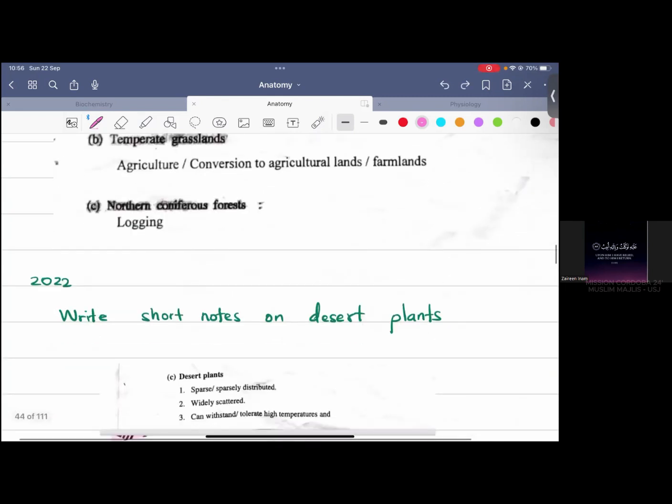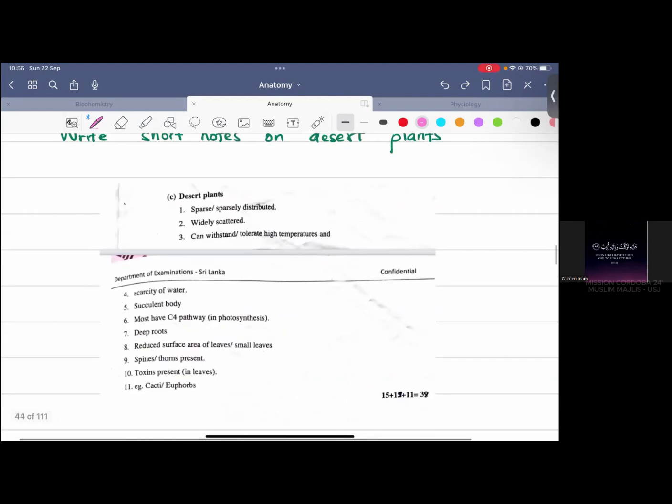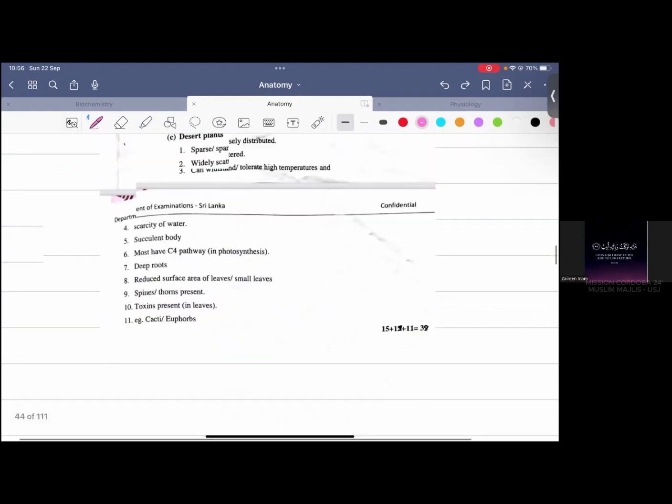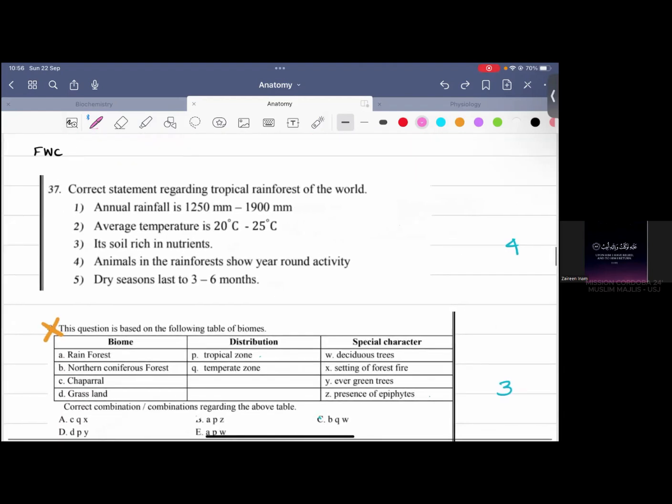Then they have been asked in essay, right? Short notes and desert plant. That is the reason I told you chaparral and desert. Desert they have asked chaparral and savanna. That could be asked. Okay, chaparral and tundra also they sometimes ask. Right, short notes and desert plants. So basically those adaptations. That's all they have given. So that's an easy marks. So these are some questions from FWC papers.